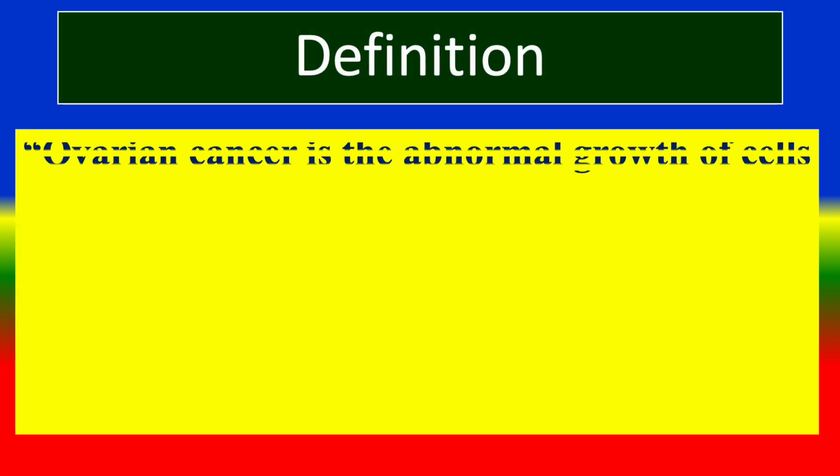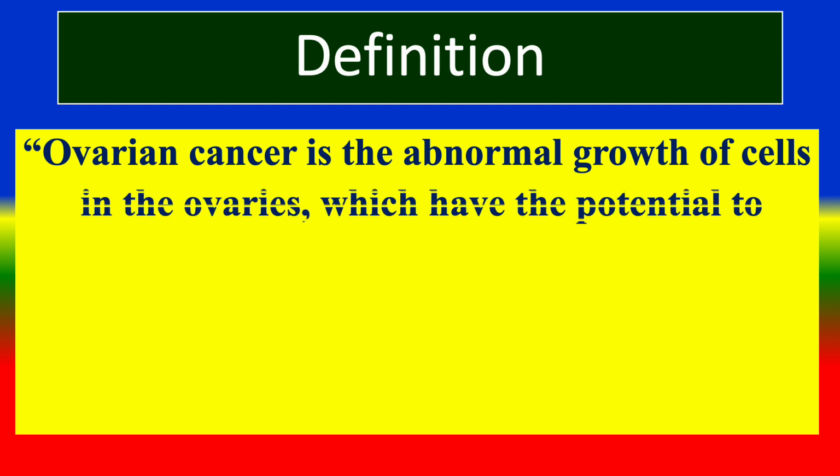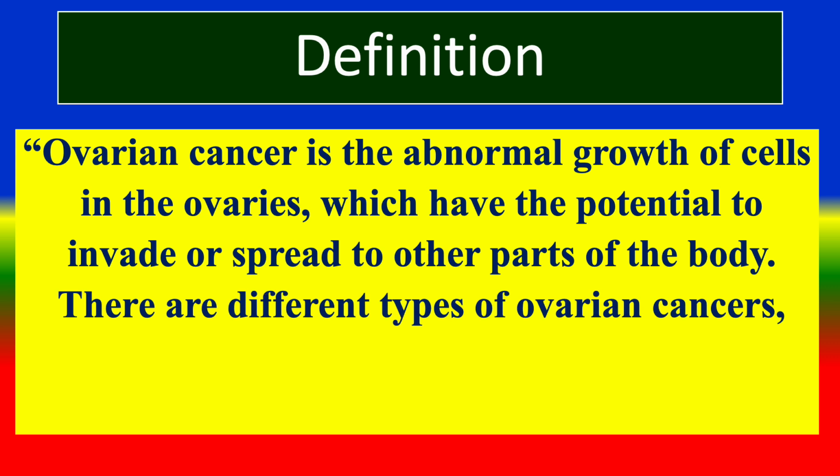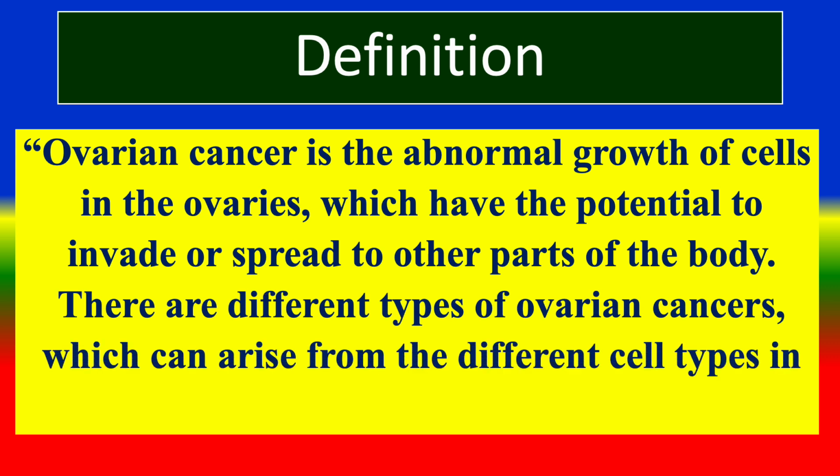Definition. Ovarian cancer is the abnormal growth of cells in the ovaries which have the potential to invade or spread to other parts of the body. There are different types of ovarian cancers which can arise from the different cell types in the ovaries.